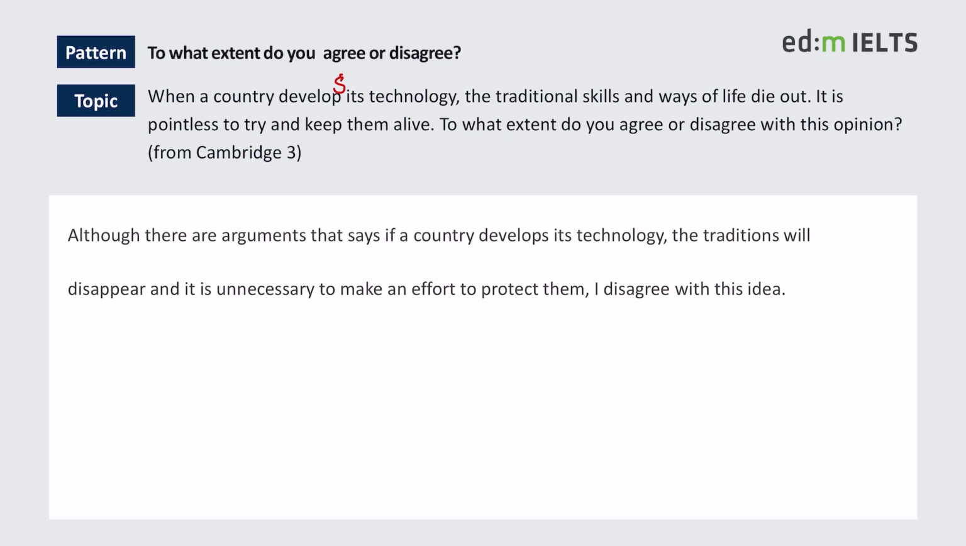So, anyway, as for any errors, well, "arguments that say" seems like a bit of an odd word to use here anyway. Arguments that argue, I guess, or arguments that claim, but it's not really necessary to have anything. Although there are arguments that if a country develops its technology, maybe its traditions will disappear, and it's unnecessary to make an effort to protect them. I disagree with this idea.